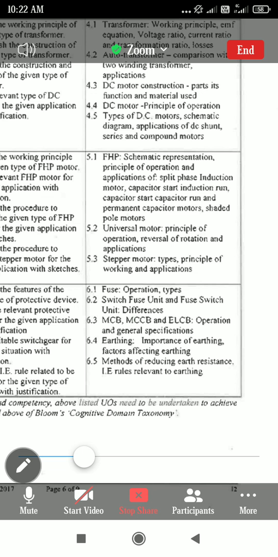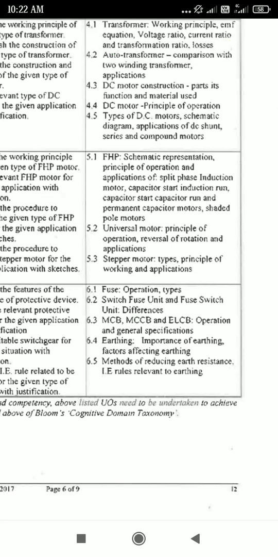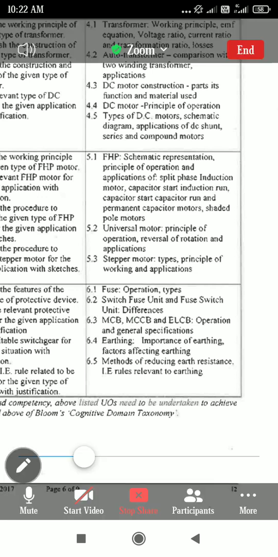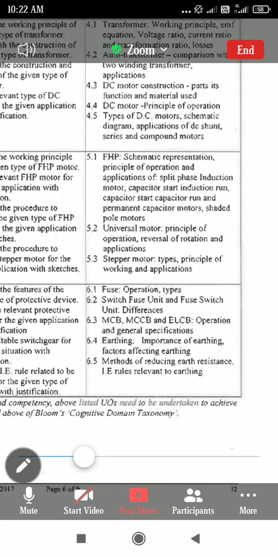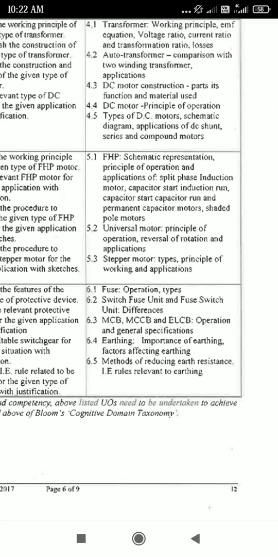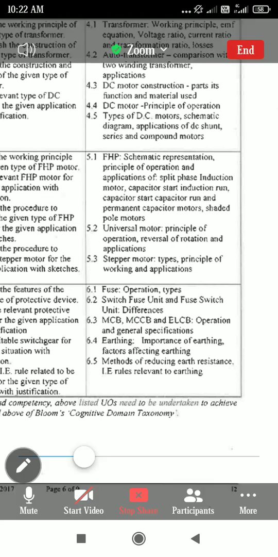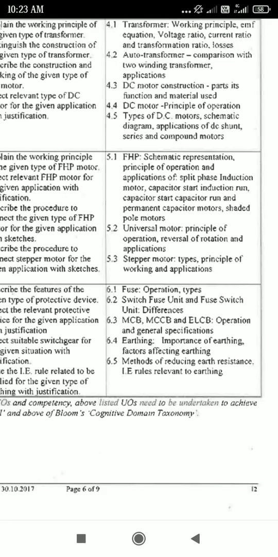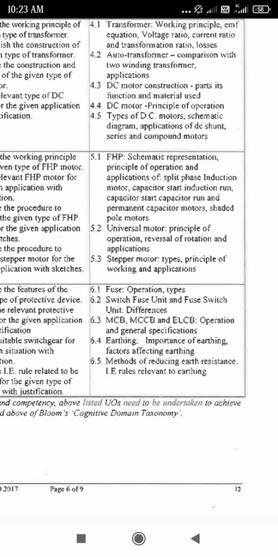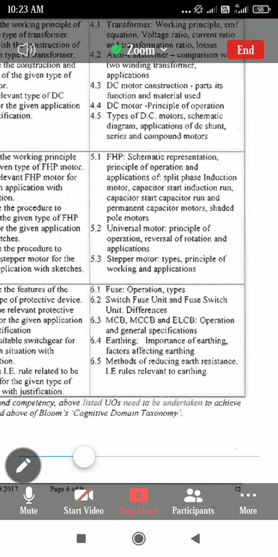Then earthing. What is meant by earthing? Then the importance of earthing and the factors affecting earthing. Earthing is the most important point from the electrical point of view, for the safety of equipment as well as the safety of human beings. So we discuss in this point the types of earthing. Earthing has two types: the first one is plate type earthing and the second one is pipe type earthing.